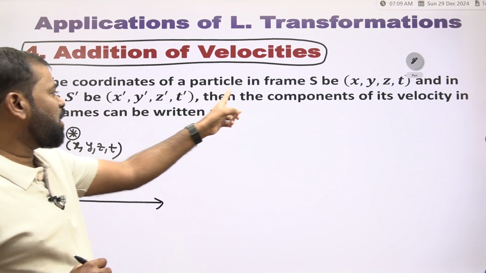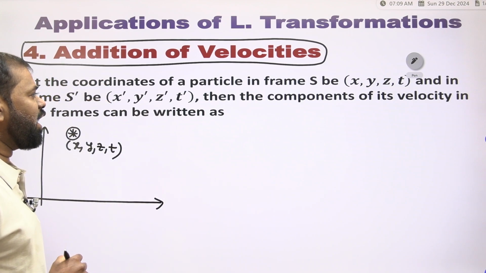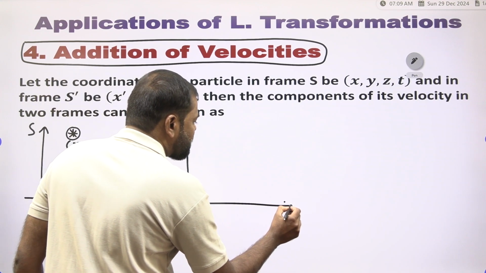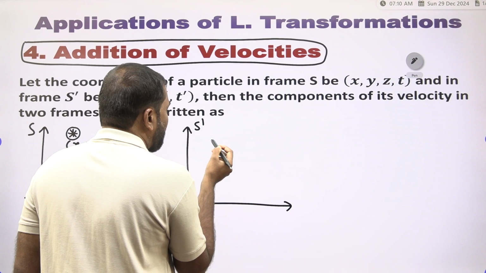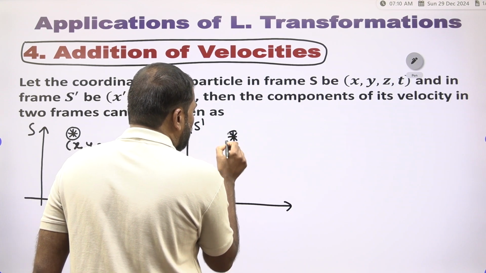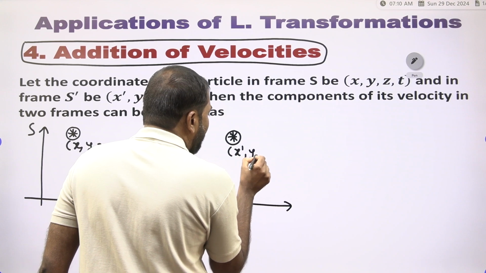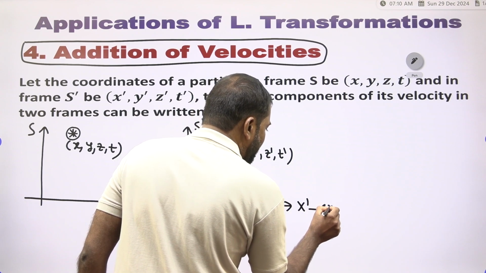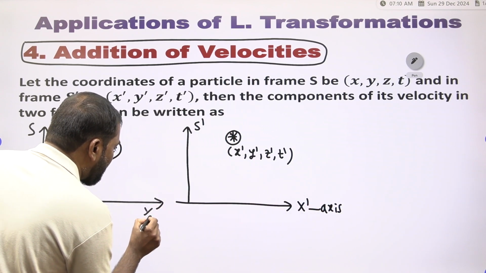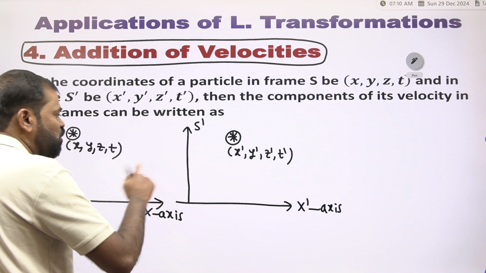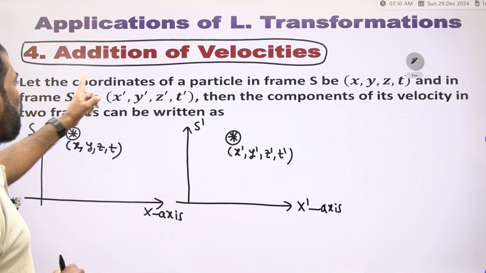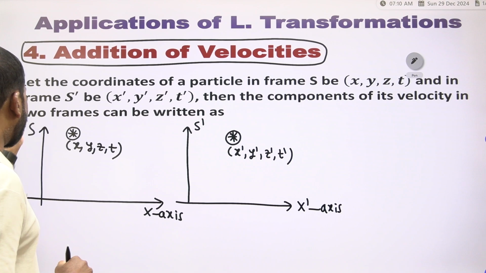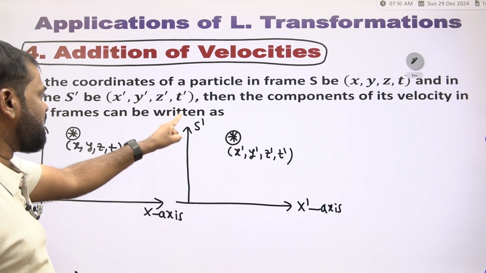So, let the coordinates of a particle in the S frame be x, y, z, t, and in the S dash frame, one more frame, the coordinates of that particle are x dash, y dash, z dash, t dash. The S and S dash frames are parallel along the x axis. Let the coordinates of a particle in the S frame be x, y, z, t, and in the S dash frame x dash, y dash, z dash, t dash.